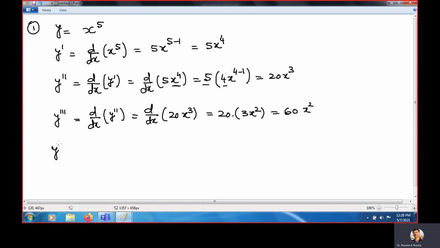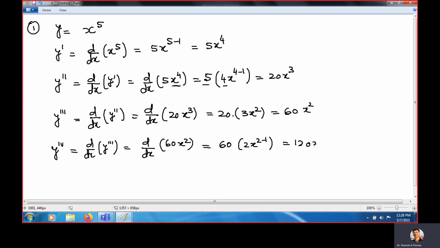Similarly, if you want, you can calculate y4 dash also. It will be d by dx of the third step, y triple dash, and it is d by dx of 60x power 2. And 60 is out. And what is the derivative of x power 2? 2x power 2 minus 1, and it is 120x. So this is how we calculate the derivatives of various orders.